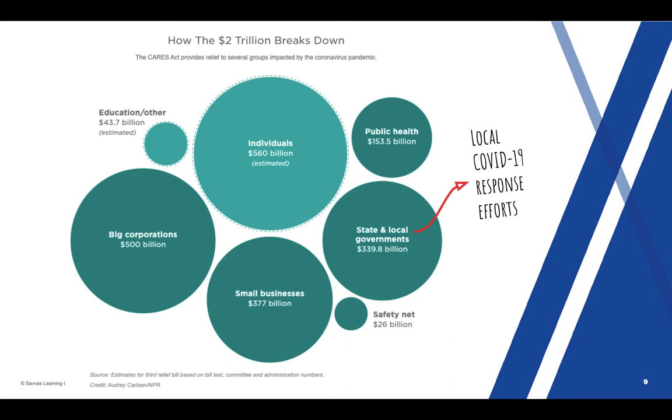The almost $400 billion to state and local governments is for help with community-level response efforts, like helping to support your schools, police officers, colleges, and even child care centers.